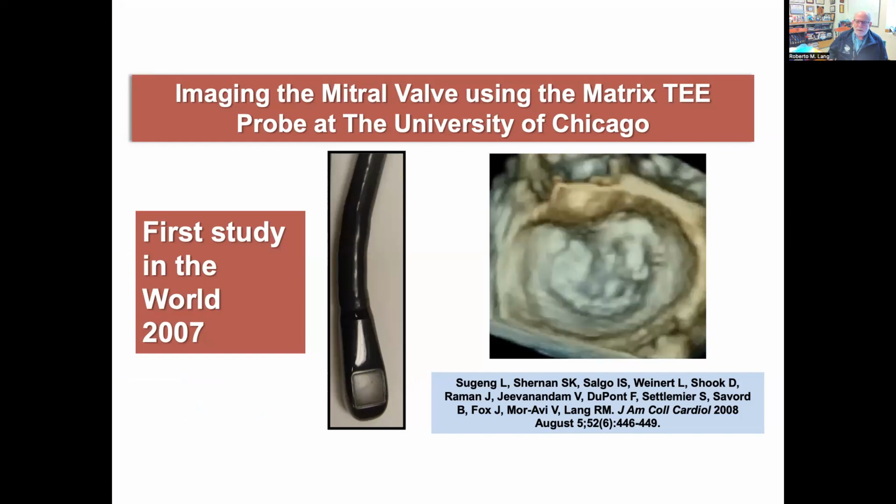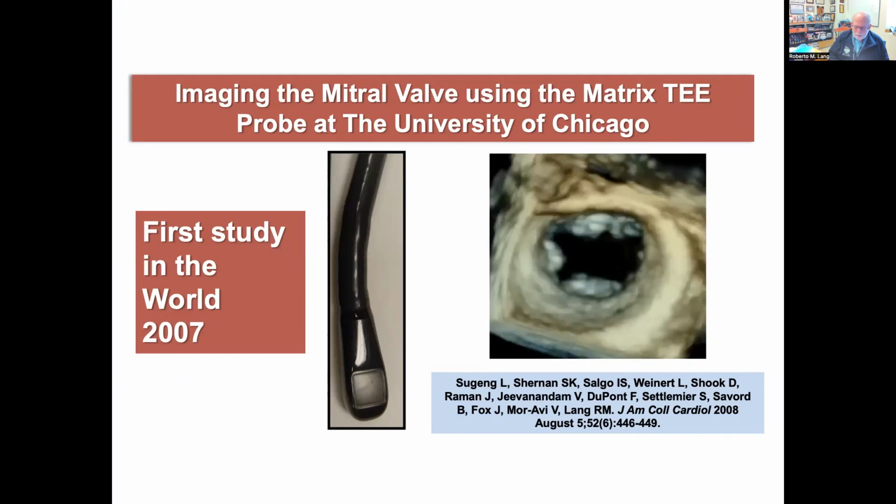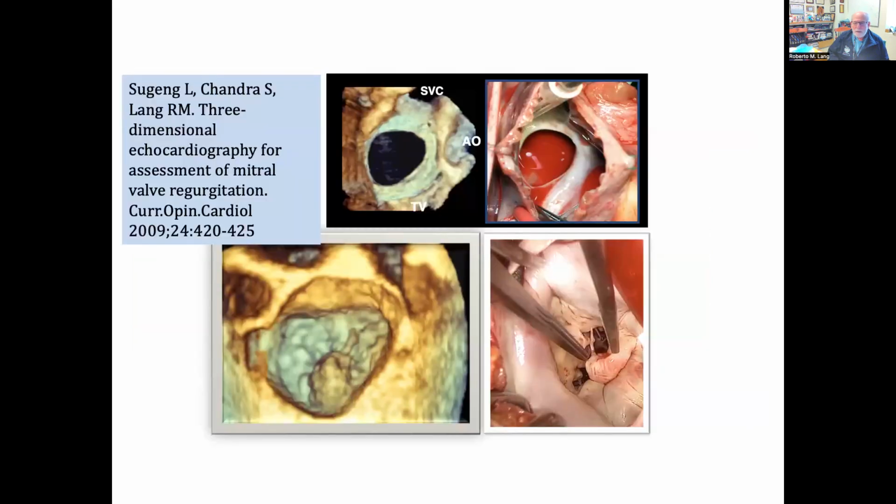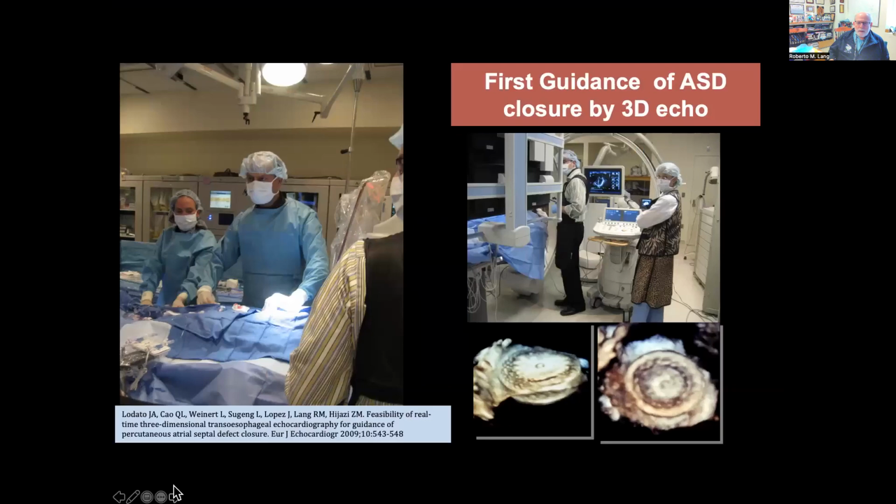In this study, which is one of the first we did, we were lucky enough to do it at the University of Chicago. We rapidly found out that whatever we find in a 3D echo mimics entirely what the surgeon finds at the time of an operation. And this, in the top here, is an atrial septal defect, and here is a flail P2 with a ruptured cord. All of this, of course, led to this idea that we could use 3D echo for guidance of procedures.